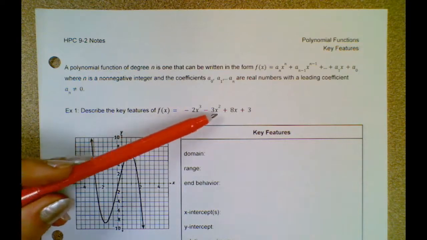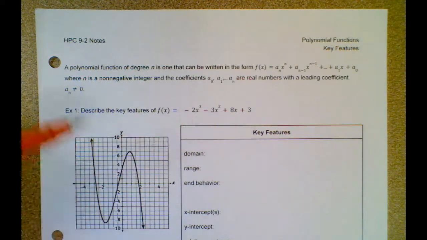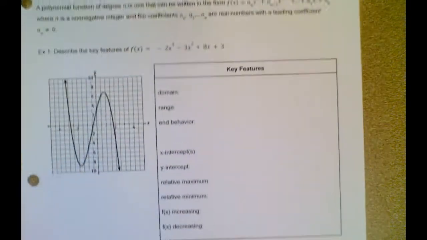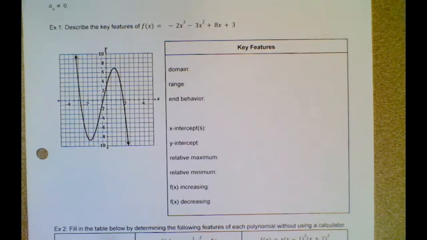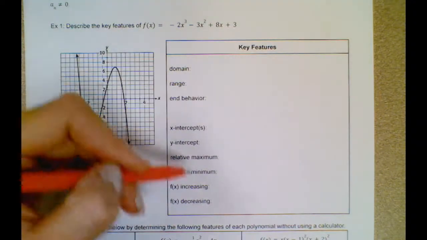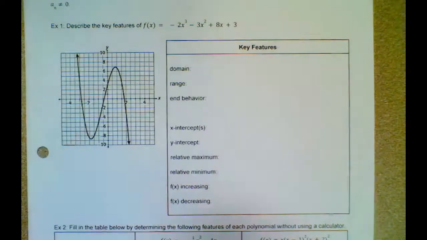Example 1 right here says describe the key features of f of x equals negative 2 x to the third minus 3x squared plus 8x plus 3. So this is the graph over here off to the left. We are going to fill in this chart right here, which are all the key features that I want you guys practicing and getting familiar with of polynomial functions.